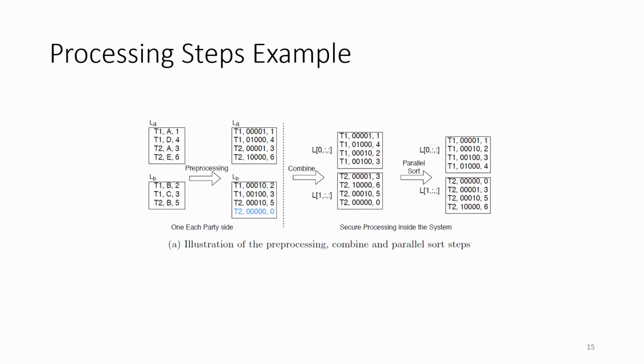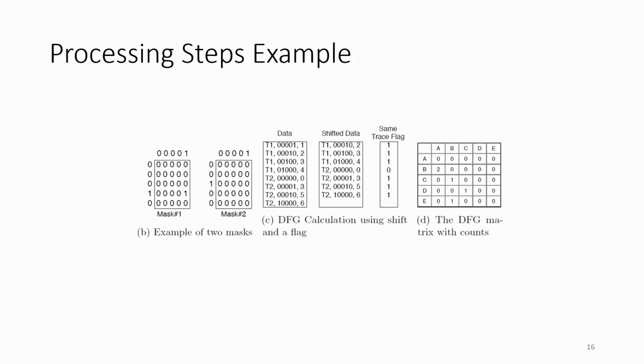To calculate the DFG matrix, we combine the event logs from both parties into a single event log. After that, we need to determine which events follow each other in a trace. We do that by grouping the events by their trace identifier and ordering them by their timestamp. Since the trace identifier is secret shared, we cannot group the events directly. Instead, we use a privacy-preserving quicksort algorithm to sort the events by their trace identifier. We do the same with timestamps. We perform the sorting using a divide and conquer technique for faster processing.